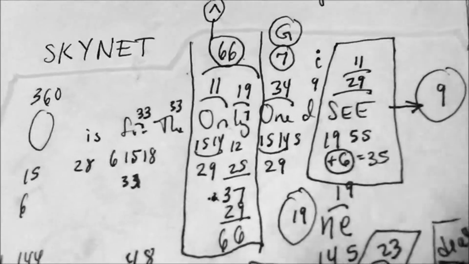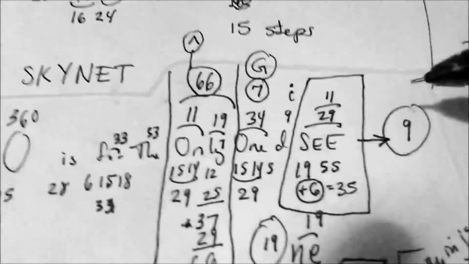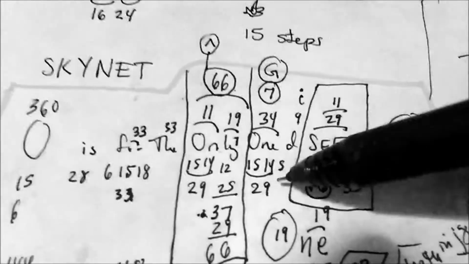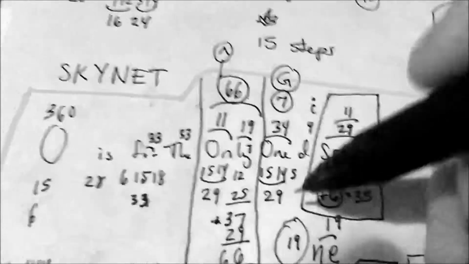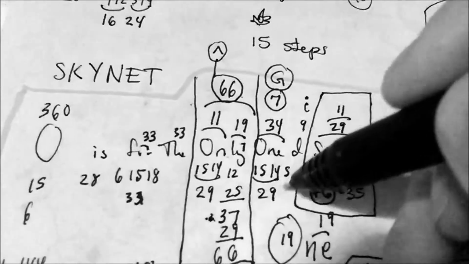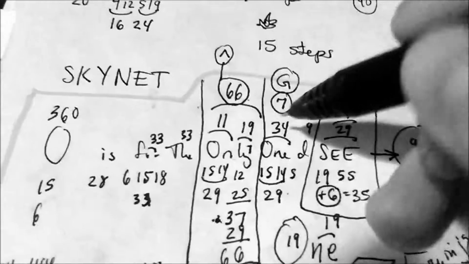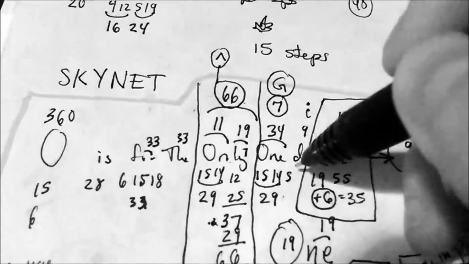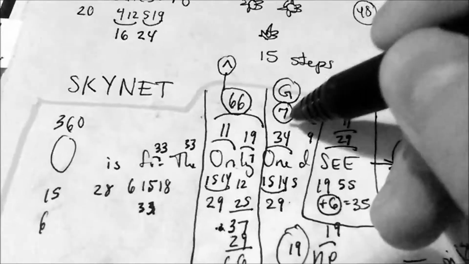All right. 1, of course, is a very iconic word. 15 and 14 by itself is 29, plus 5 is 34. And that reduces to a 7.